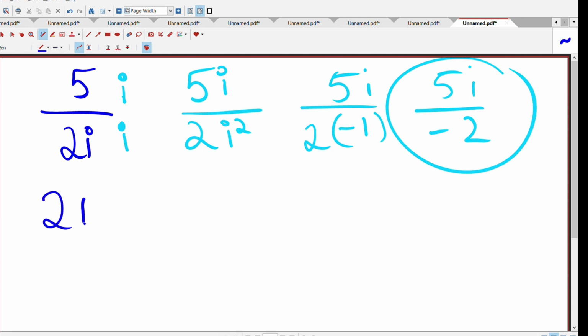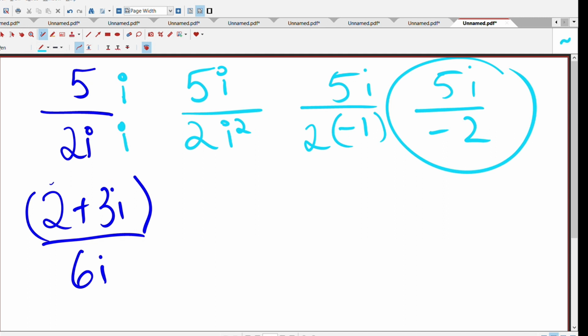I'm going to do 2 plus 3i over 6i. Now, first of all, on top, we have a binomial because we have two terms. Terms are separated by the plus or minus sign, so we have one term here and one term there. But on the bottom, we only have a monomial. So all I have to do is multiply by i, and then I'll get rid of it. We do not want i in the bottom, so we have 6i squared on the bottom.